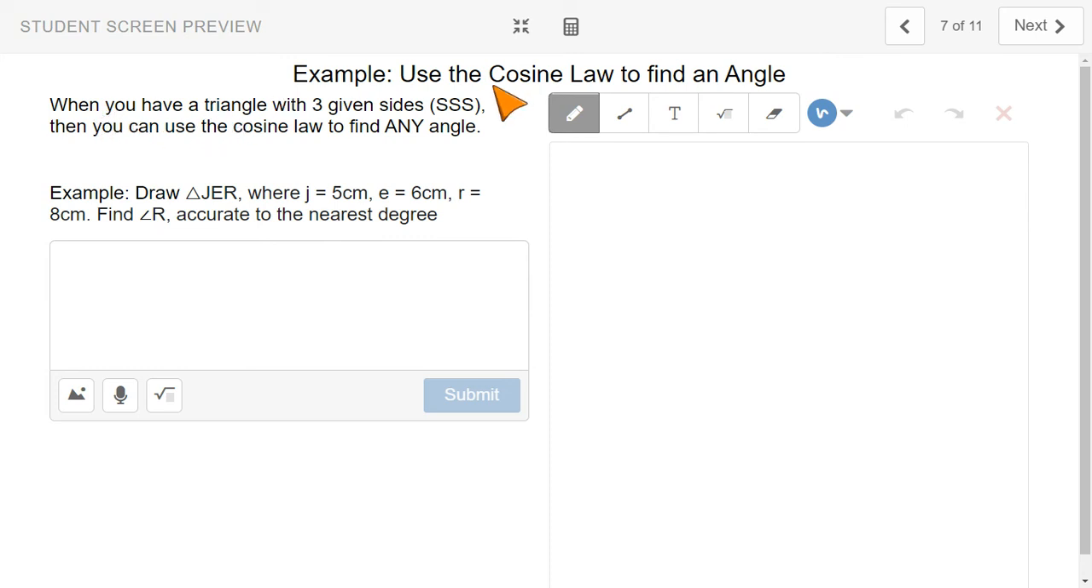Another example, we can use the cosine law to find any angle if we have three sides. Let's draw this triangle, JER.